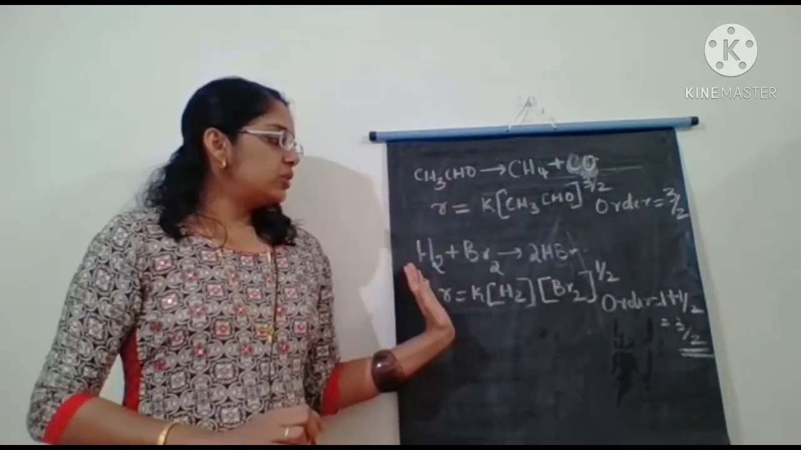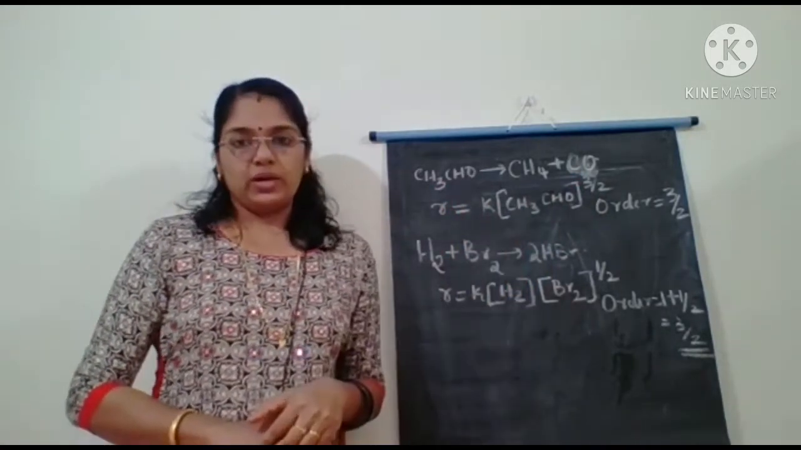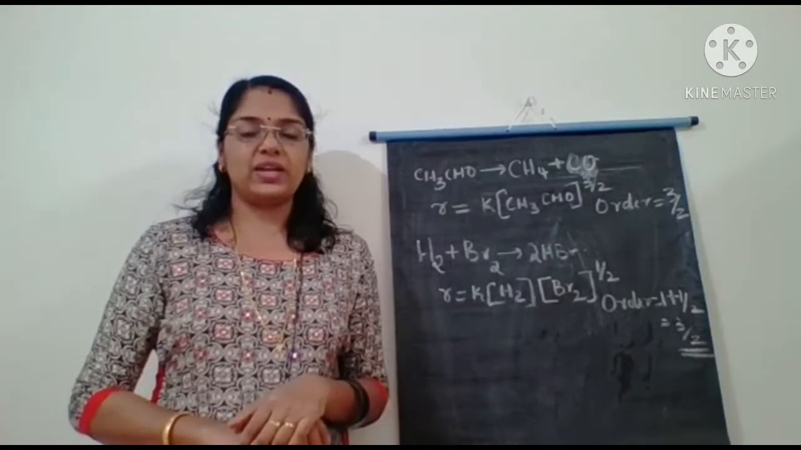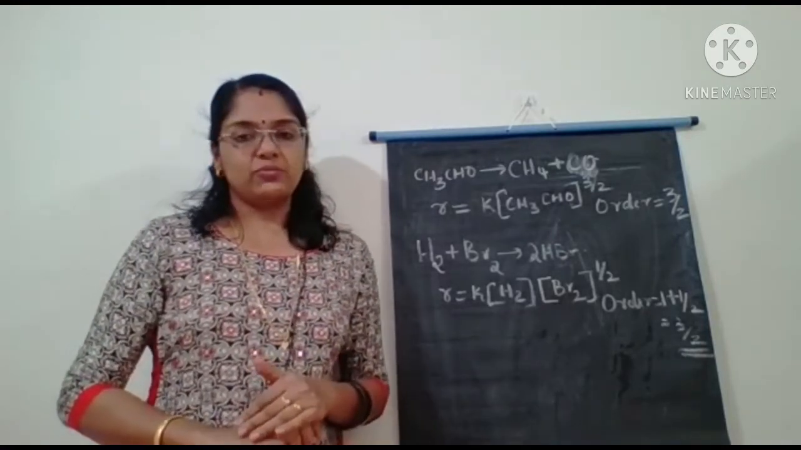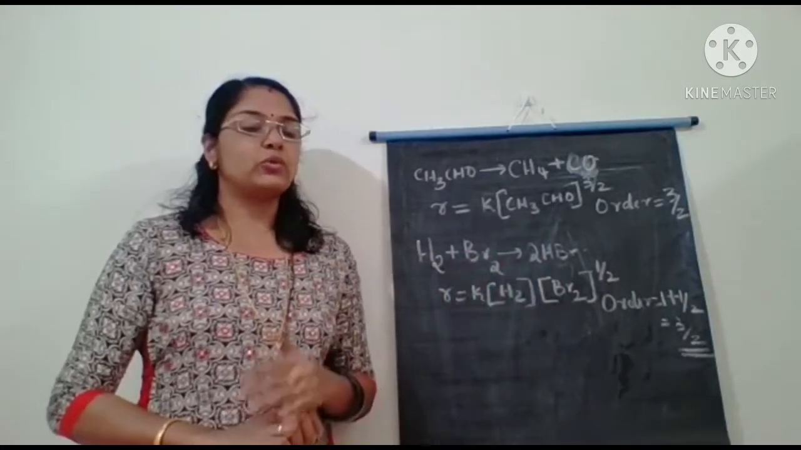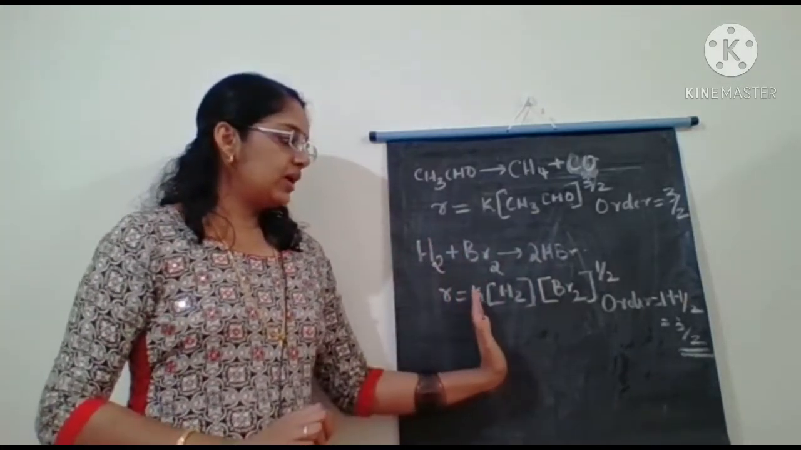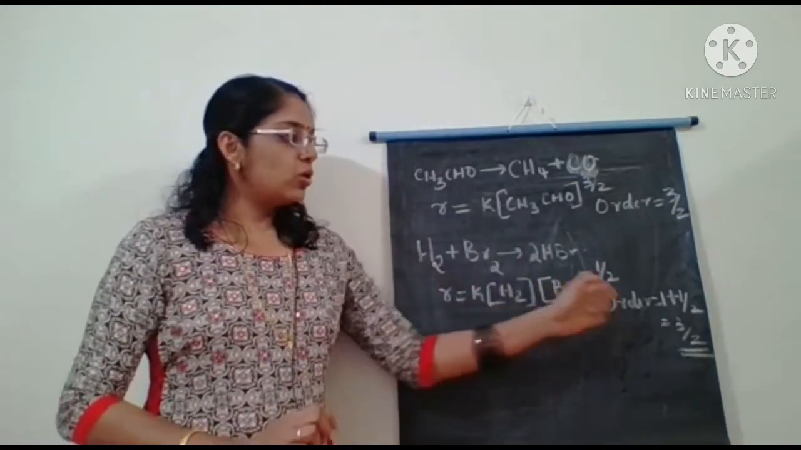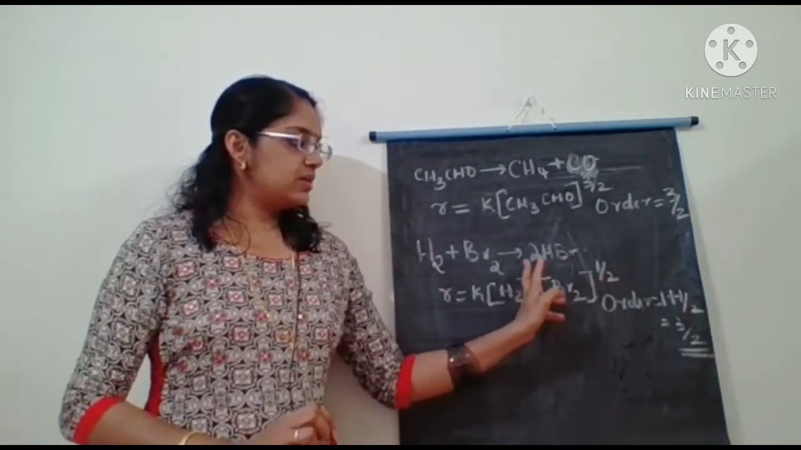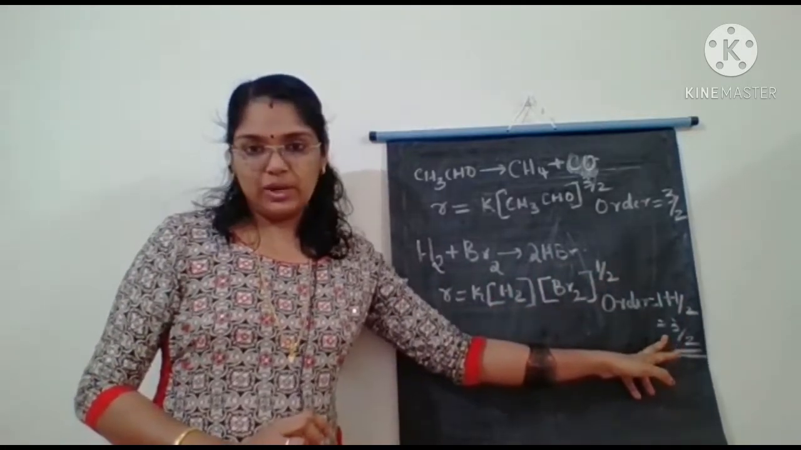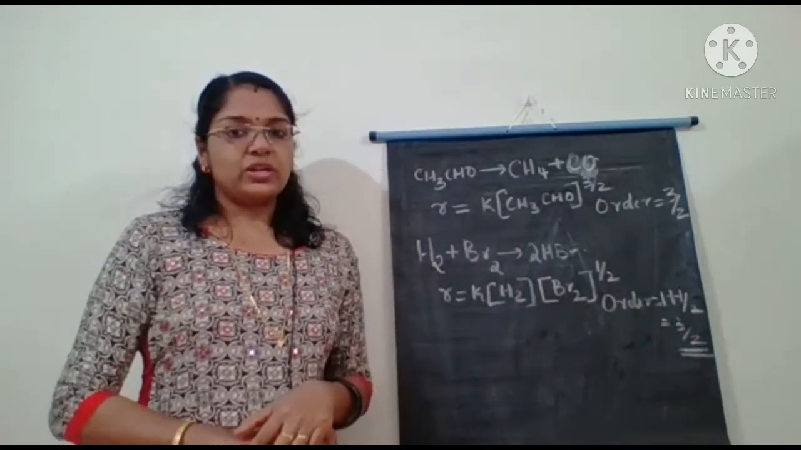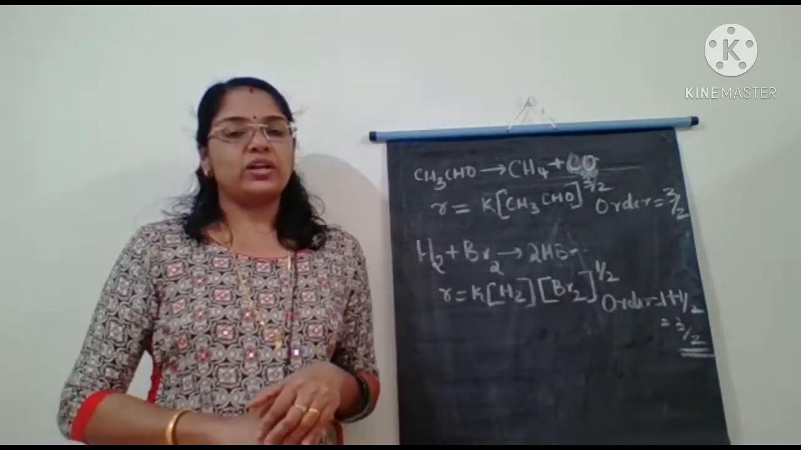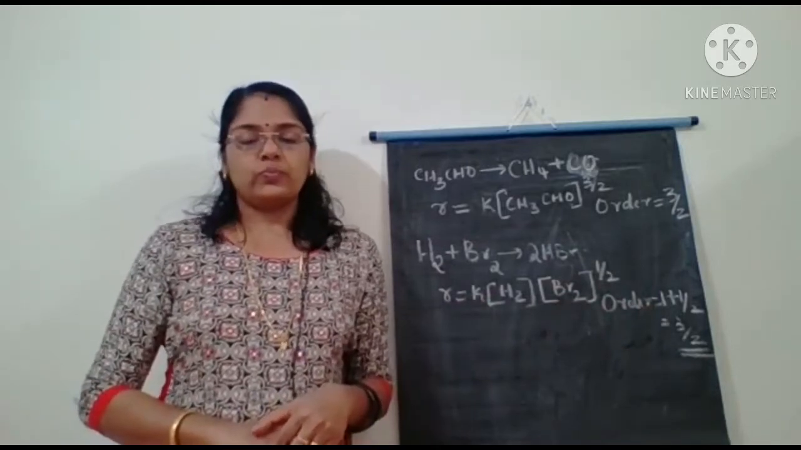Next, let us look at the formation of hydrogen bromide. Earlier we found that the formation of hydrogen iodide is an example of a second order reaction, so there will automatically be a confusion for HBr also. But when we look at this reaction, the rate law is found to be K into the concentration of H2 into the concentration of Br2 whole raised to half. The order is the sum of the powers of the exponents, that is 1 plus 1 by 2, which is equal to 3 by 2. So the formation of HBr is an example of a fractional order reaction, and the order is found to be 3 by 2.